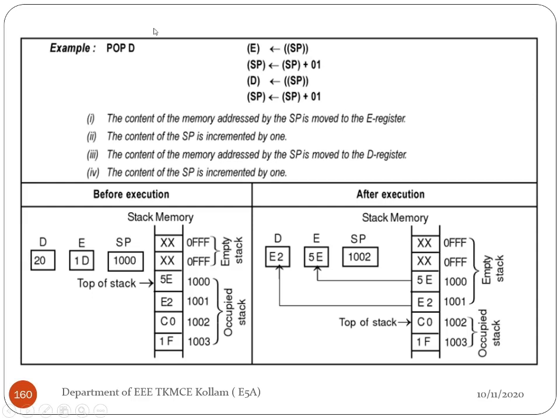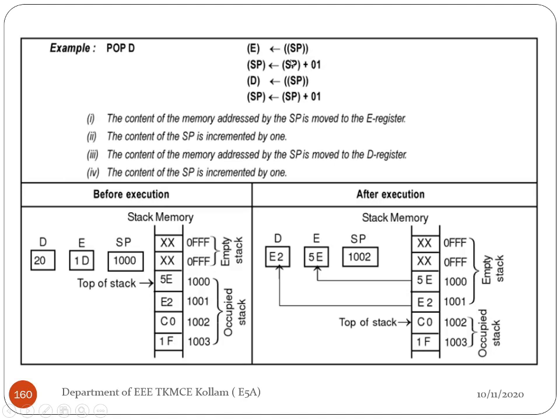Let's see another example in pop instruction. Here the example is POP D. So let's see that operation here. Initially the content of D and E be 20 and 1D respectively, and stack pointer is pointing the location 1000. Content of stack pointer is 5E. So up to 1000 the stack is occupied stack. So from 0EFF onwards it is empty stack.